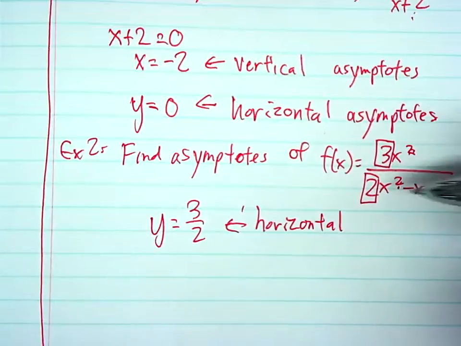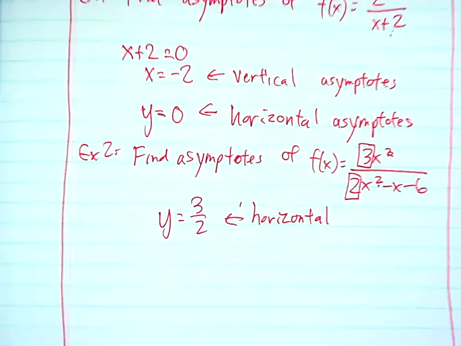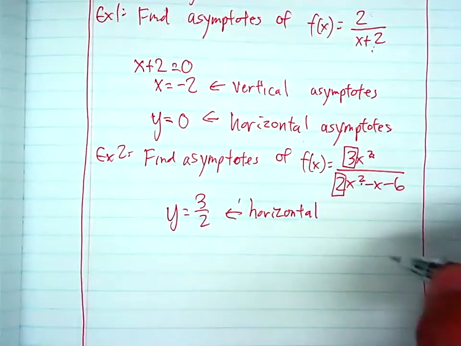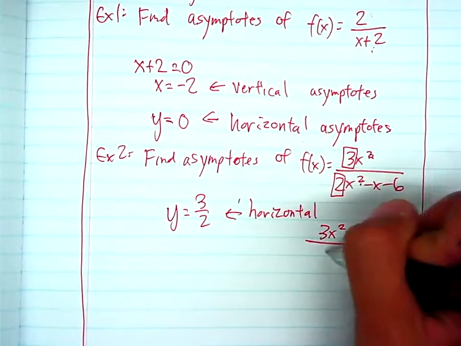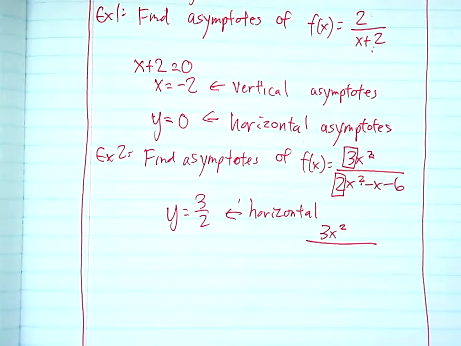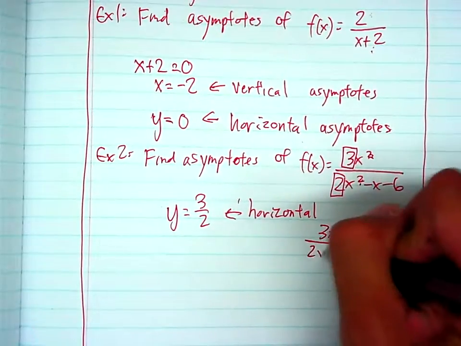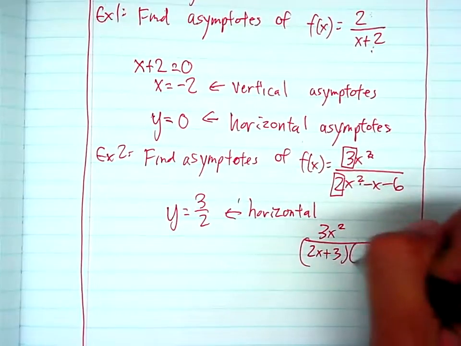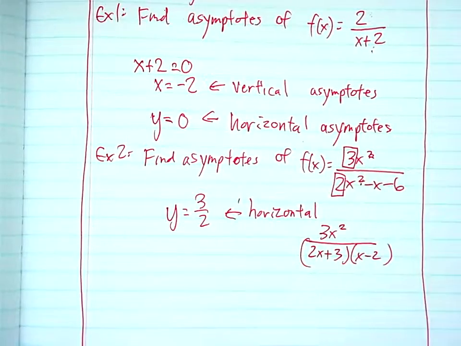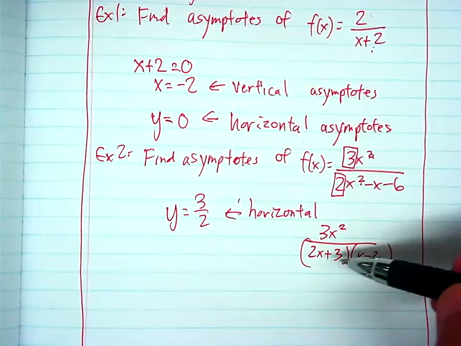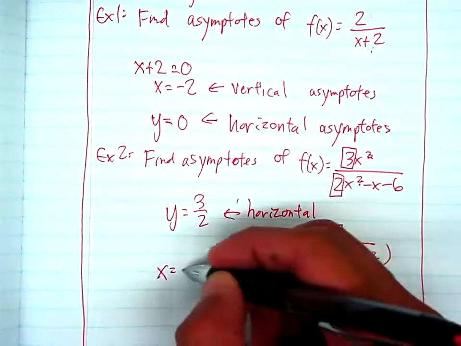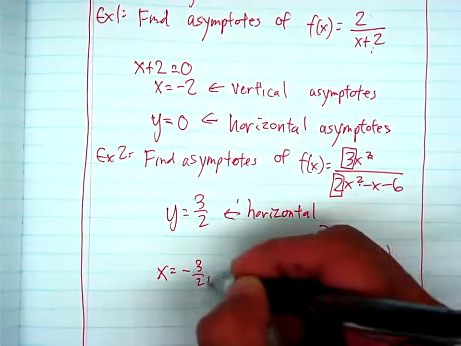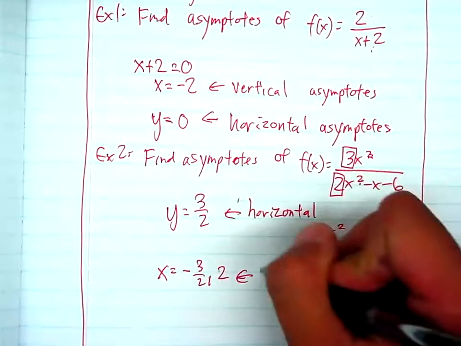Now for the vertical asymptote, again, I have to find the zeros of the denominator. So I'm going to factor the bottom. It would be 3x squared over, and if I factor that correctly, 2x plus 3 times x minus 2. If I look at the bottom, what will make that equal to 0 is x equals negative 3 over 2 and x equals 2. And that is where my vertical asymptotes are.